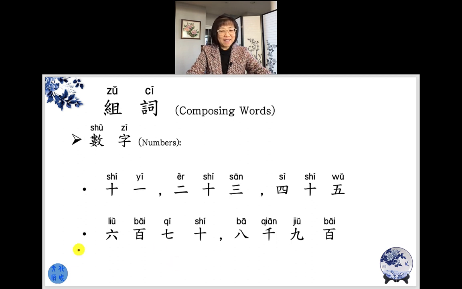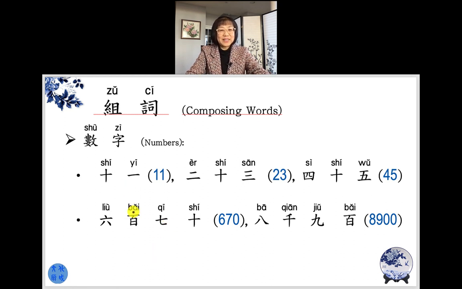So how are we doing so far? Did you figure out what they are? Here's the answer. 十一 is 11. 二十三, 23. 四十五, 45. 六百七十, 670. So now here, 六 is 6. 百 is 100. 七 here, 十 is this 0, so it's 10. So 670 is 六百七十.